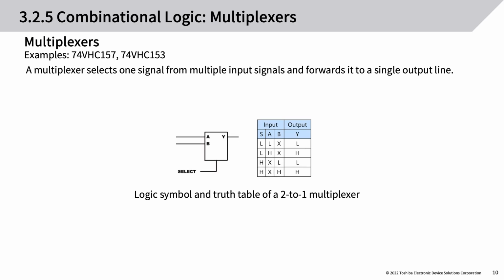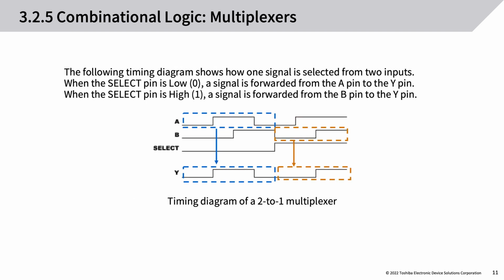Combinational logic, multiplexers. A multiplexer selects one signal from multiple input signals and forwards it to a single output line. The following timing diagram shows how one signal is selected from 2 inputs. When the select pin is low, 0, a signal is forwarded from the A pin to the Y pin. When the select pin is high, 1, a signal is forwarded from the B pin to the Y pin.